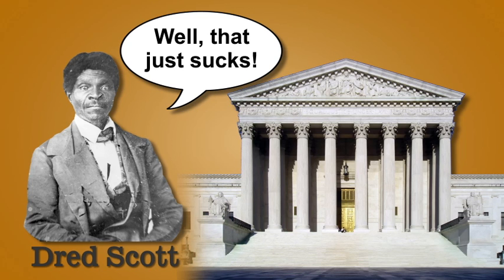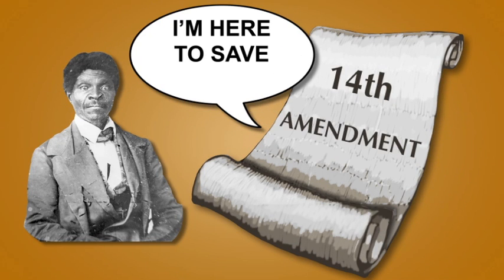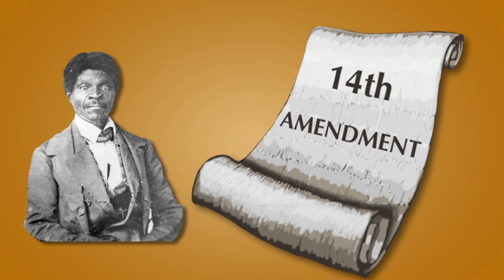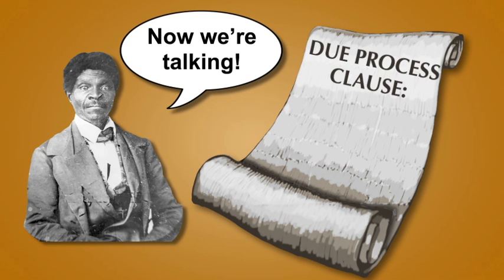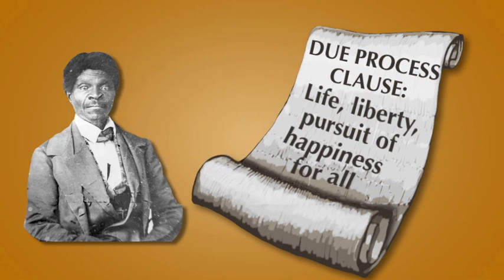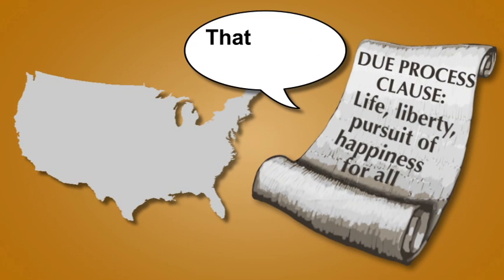After the Civil War, the 14th Amendment overruled the controversial Dred Scott decision. This amendment included the Due Process Clause, which extends the principles of life, liberty, and the pursuit of happiness to all individuals. It also requires that each state provide equal protection to all the citizens within the state.